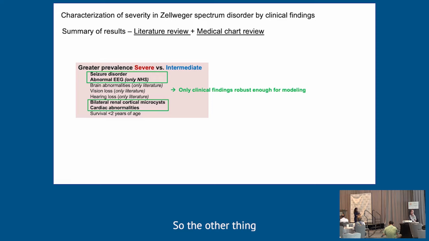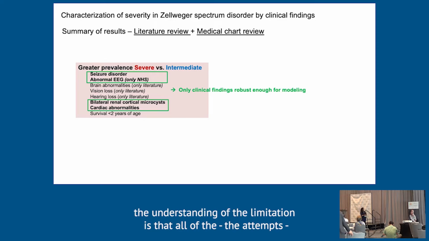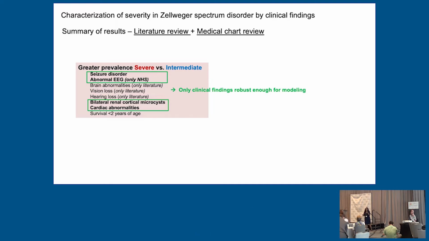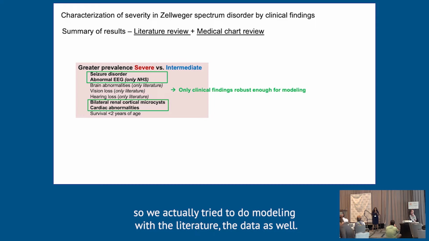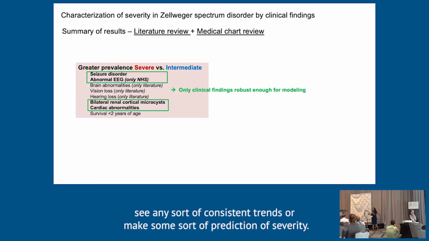The other thing that I'll use as a segue into understanding the limitations is that we actually tried to do modeling with the literature review data as well, and it was just so all over the place that there was no way to see any consistent trends or make any sort of prediction of severity.